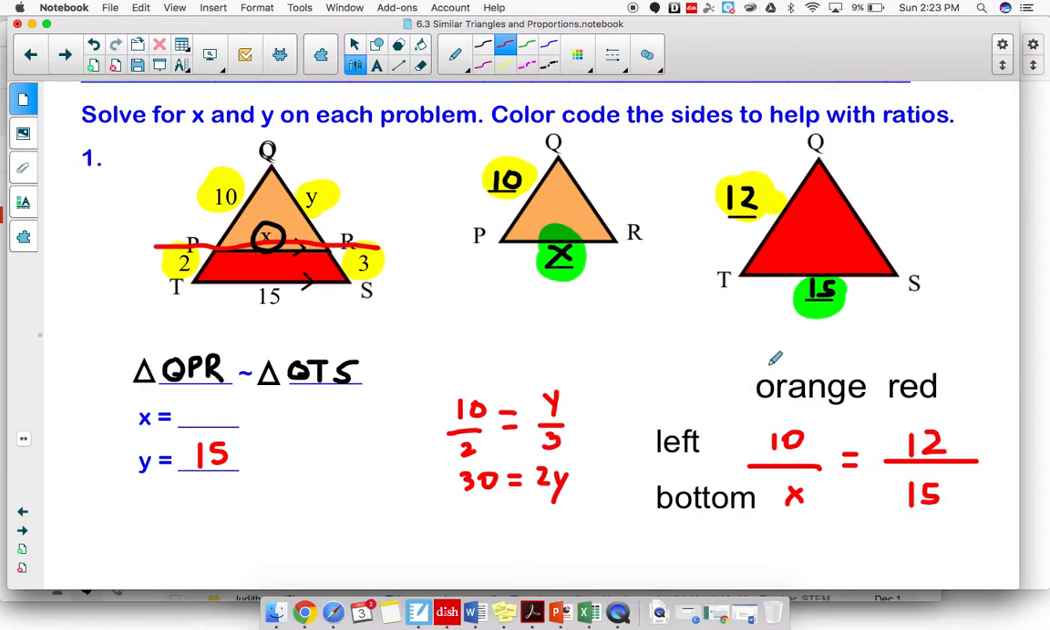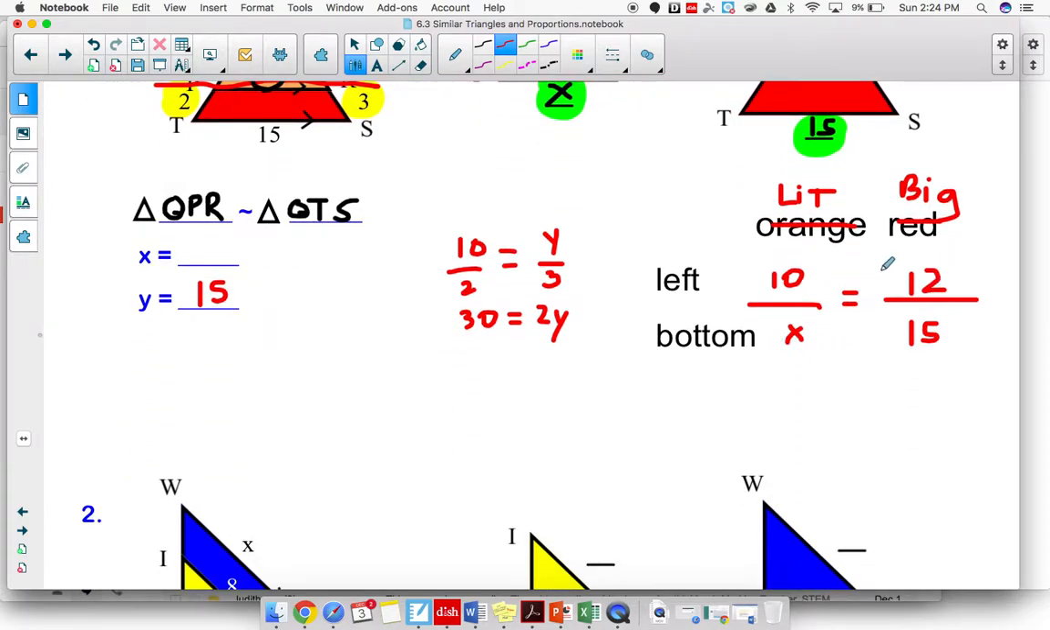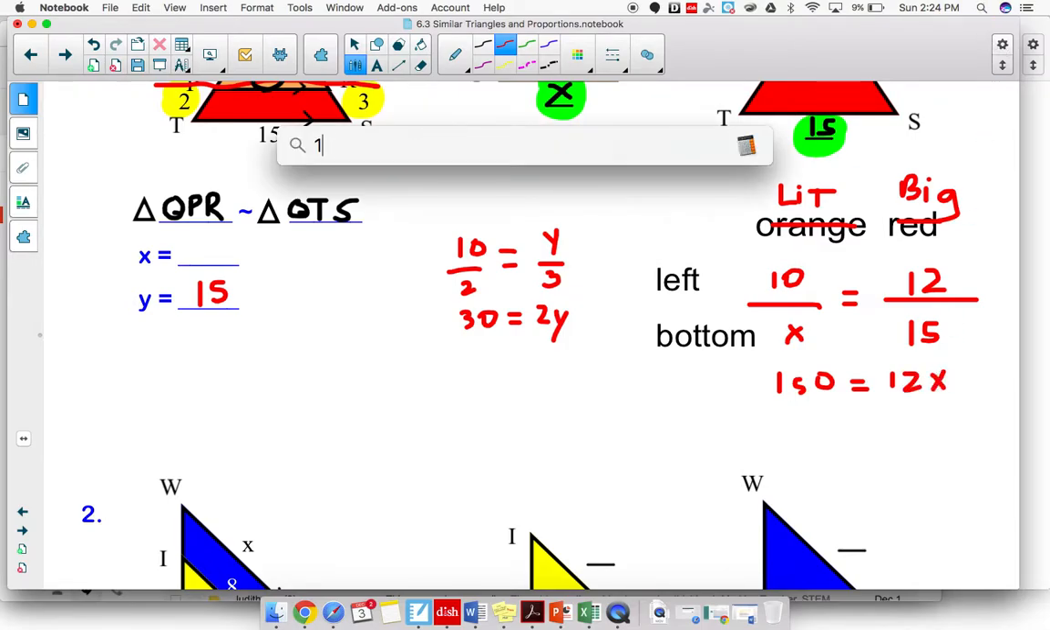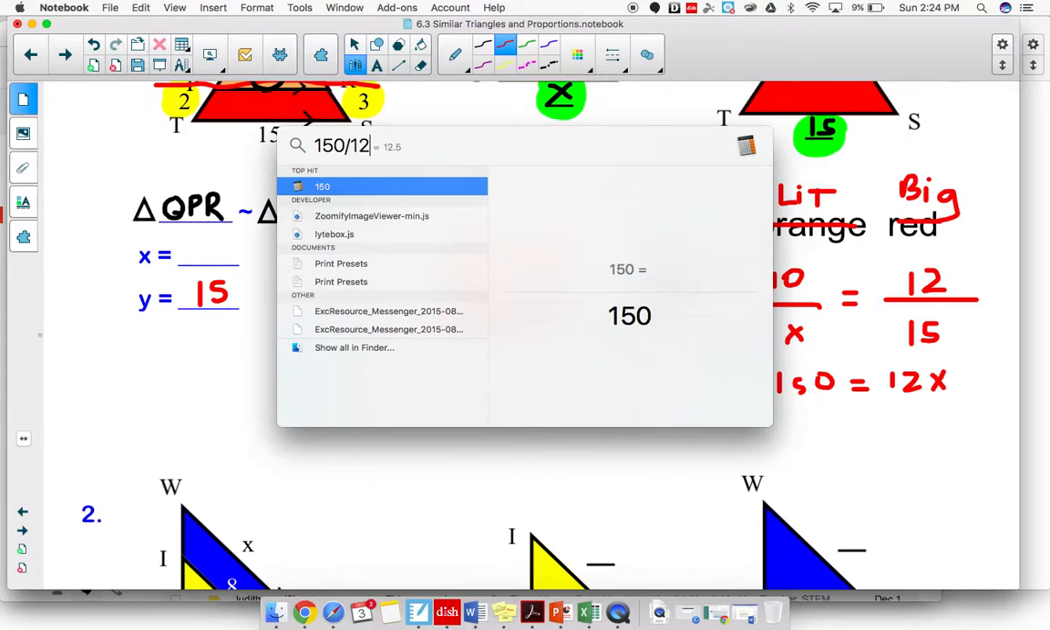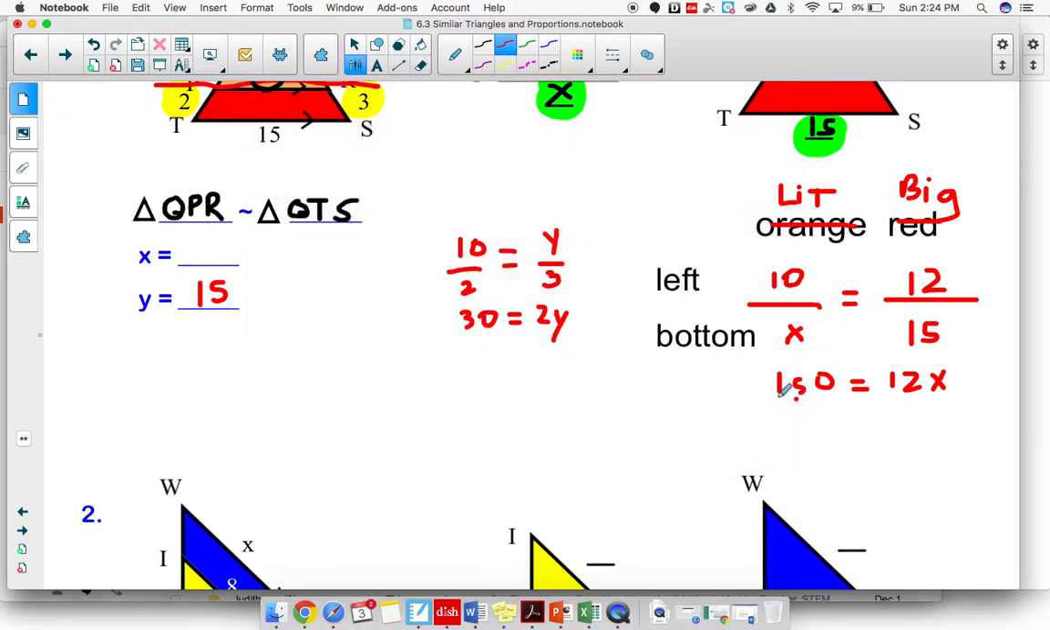All right, so these labels might help you. You could even say little and big triangle, because yours aren't going to be color coded, but just make sure you distinguish which one's from what. Okay, if we cross multiply, 10 times 15 is 150. 12 times x is 12x. And if we take 150 divided by 12, that's 12 and a half. So that means x has to be 12.5.